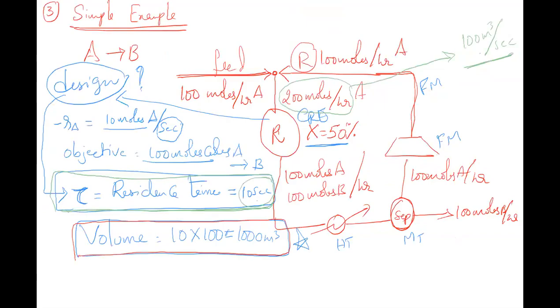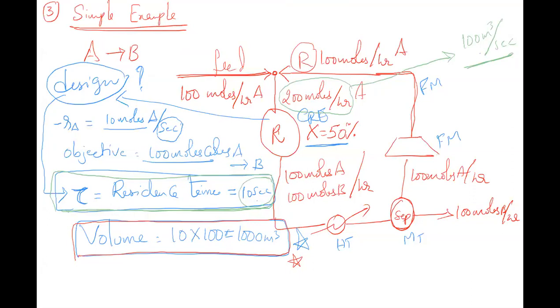This is the main crux of the story. So the objective is 1000 meter cube, and this is the design of the reactor. How do I design? Let's say you will be having a doubt: what do I do in the entire CRE? This is what you will do in the entire CRE.